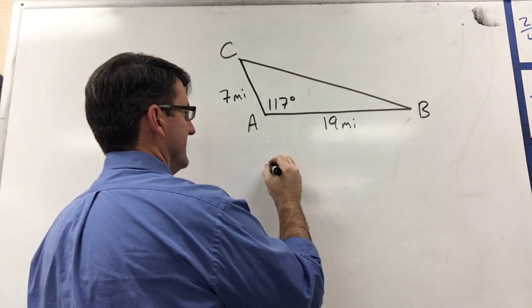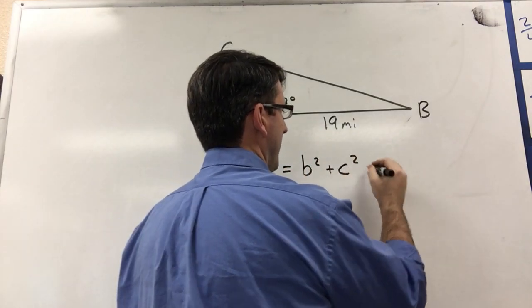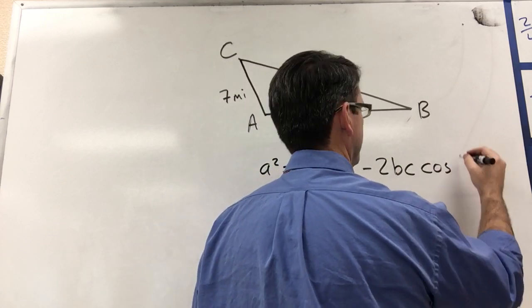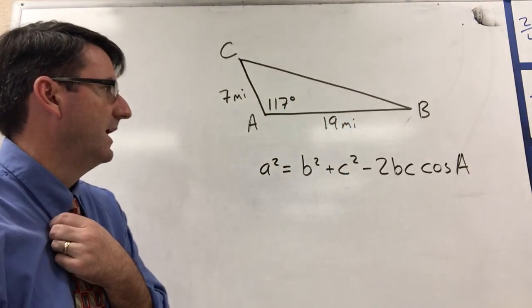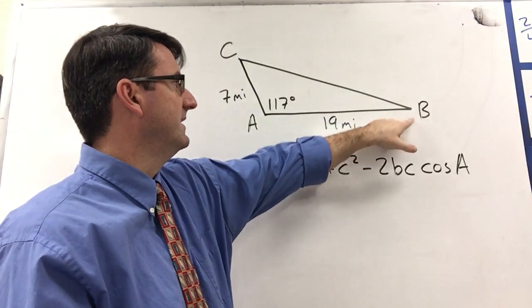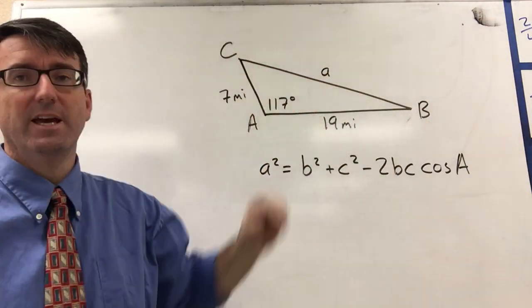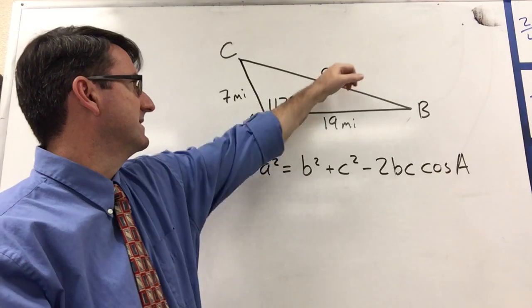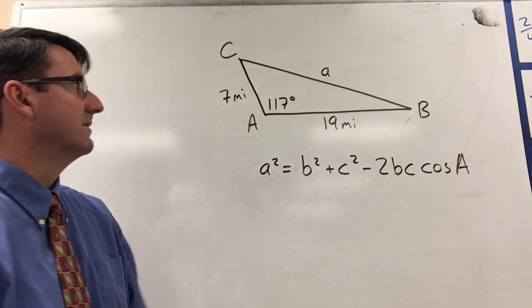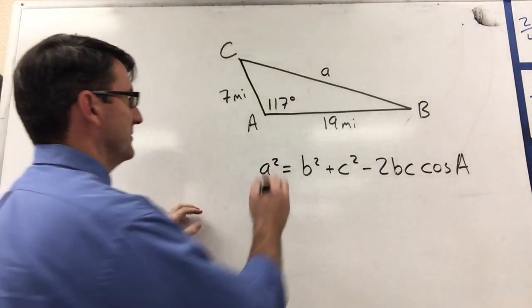The law of cosines says that a squared is equal to b squared plus c squared minus 2 times b times c times the cosine of angle A. And here we know angle A, we know sides B and C, and we're trying to find side A. They called it side BC, but let's call this A because it's little a, because it's across from angle capital A.